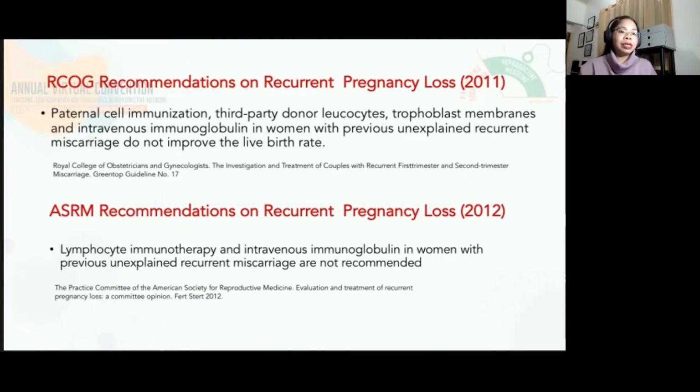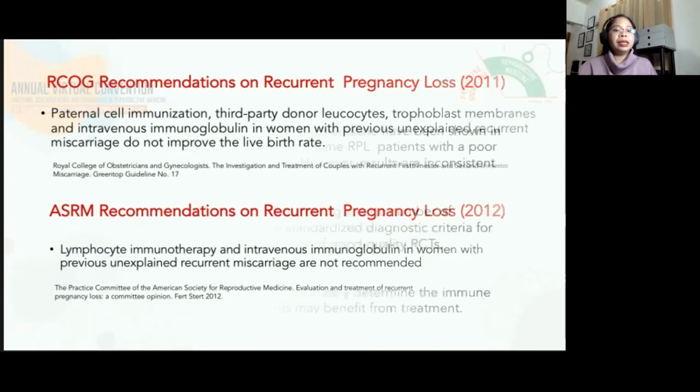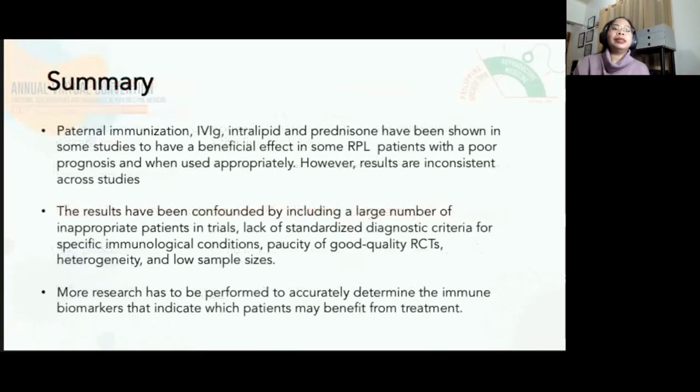Then similar recommendations by the ASRM. The ASRM does not recommend the use of lymphocyte immunotherapy and IVIG for women with unexplained recurrent miscarriage. So, in summary, paternal immunization, IVIG, intralipid, and prednisone all have been shown in some studies to have some beneficial effects in some RPL or in selected RPL patients with a poor prognosis and when used appropriately.